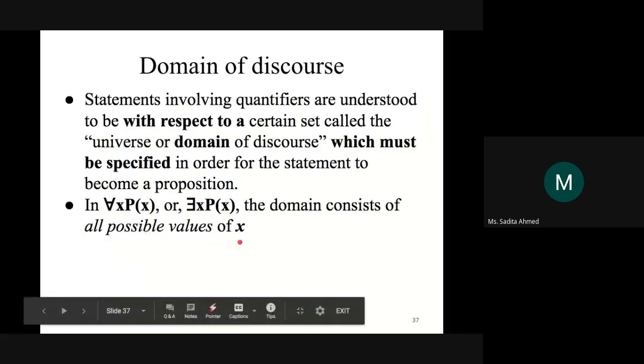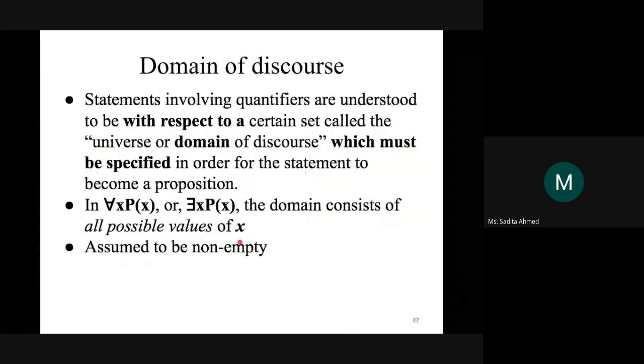So it's all possible values of x from the domain. Usually the domain is assumed to be non-empty. Why is that? Why is the domain assumed to be non-empty? Because think about what happens if the domain is empty. For all x P(x), what is that? The universal quantification. What does that say?